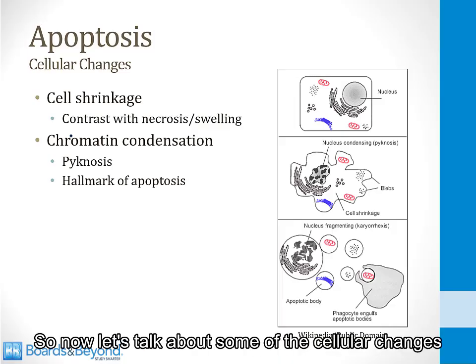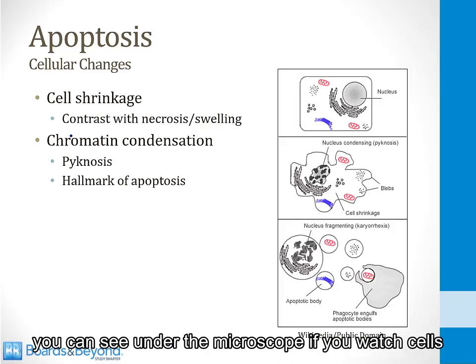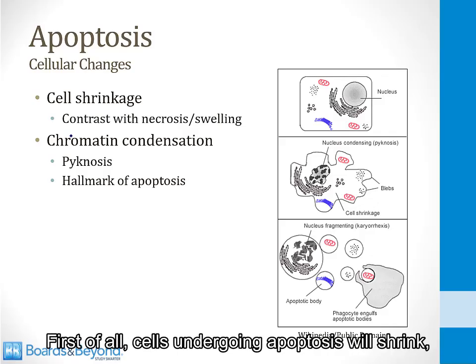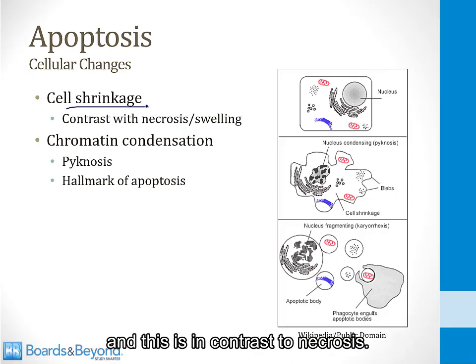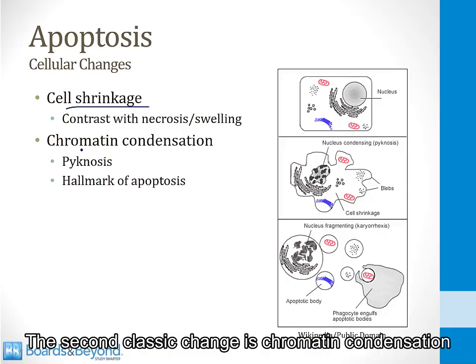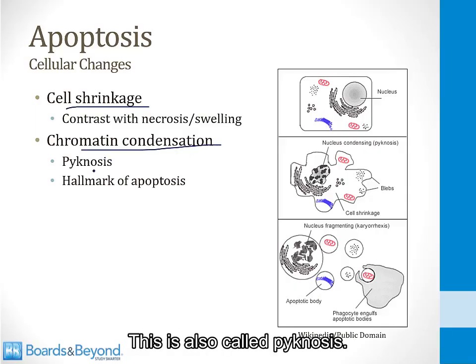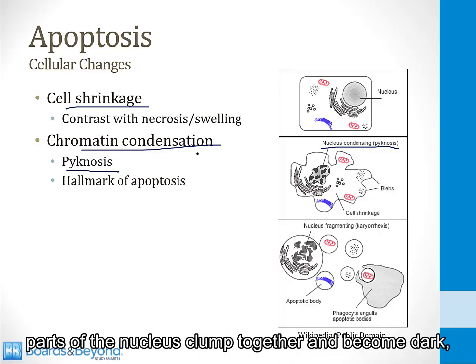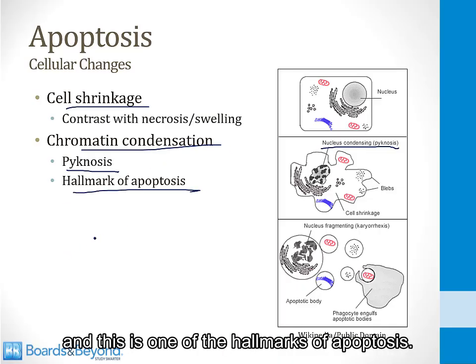So now let's talk about some of the cellular changes you can see under the microscope if you watch cells as they undergo apoptosis. First of all, cells undergoing apoptosis will shrink, and this is in contrast to necrosis. Cells undergoing cell death via necrosis always swell. Second classic change is chromatin condensation in the nucleus. This is also called pyknosis. You will see the nucleus condensing. This is shown on this slide on the screen here. Parts of the nucleus clump together and become dark, and this is one of the hallmarks of apoptosis.